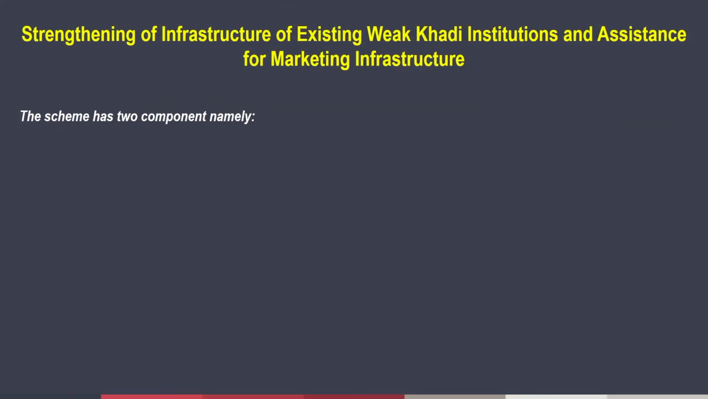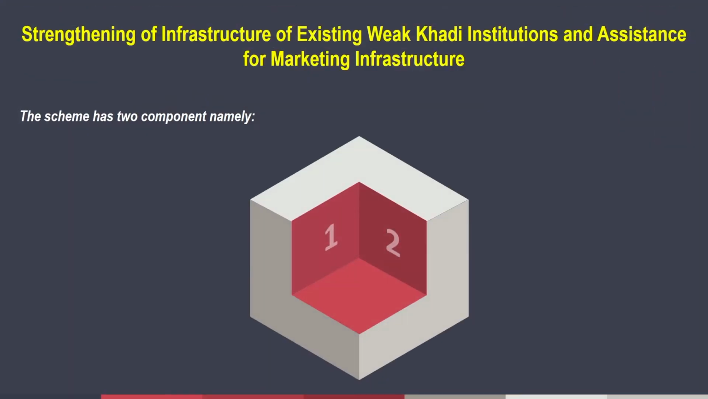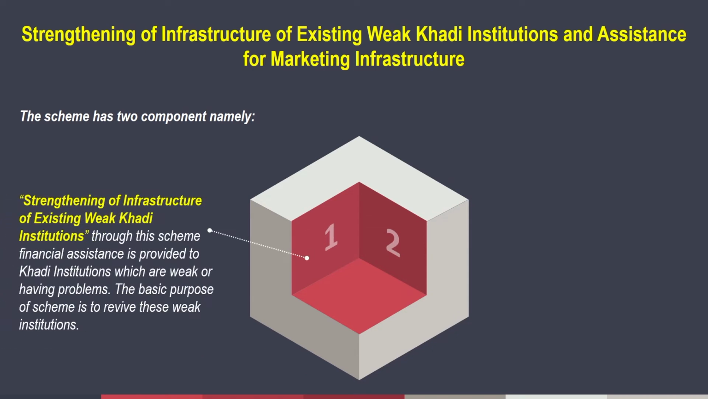Strengthening of infrastructure of existing weak Khadi institutions and assistance for marketing infrastructure. Now, this scheme is divided into two components. The first one is strengthening of infrastructure of existing weak Khadi institutions. Through this scheme, financial assistance is provided to the Khadi institutions which are weak or having problems, that means the institutions which are on the verge of shutdown. To these types of weak institutions, a grant is provided. The basic purpose of this grant is to revive these weak institutions.